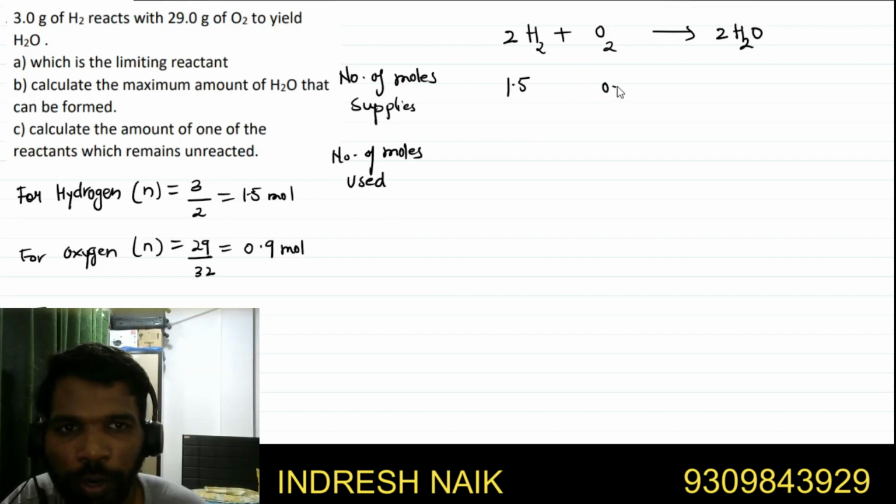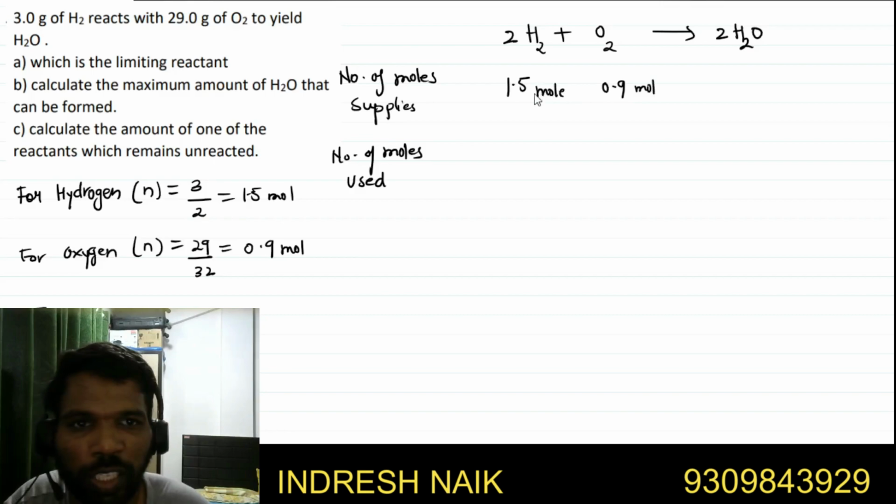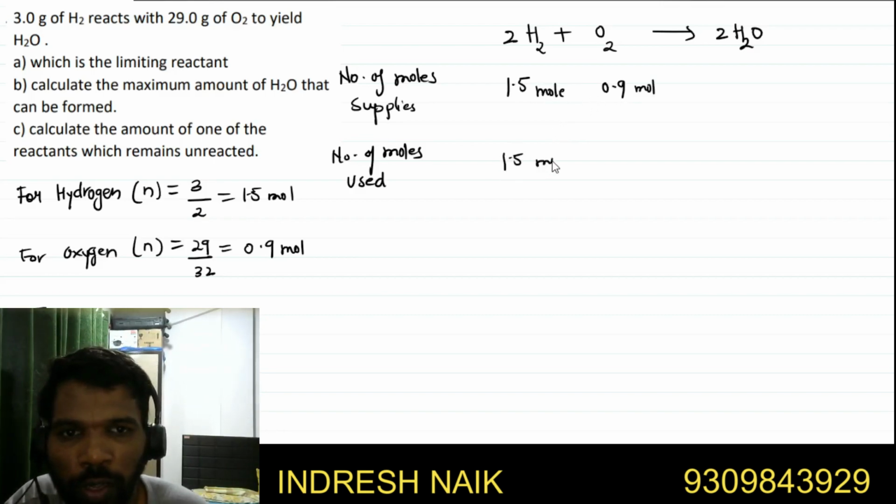This is 0.9 mole and this is 1.5 mole. This is what is supplied to you. How much will you be using? If you are using 1.5 mole, then this should be what? 0.75 mole, half of it. But if you are thinking I will be using all the 0.9 mole, then how much should this be? 1.8 mole.